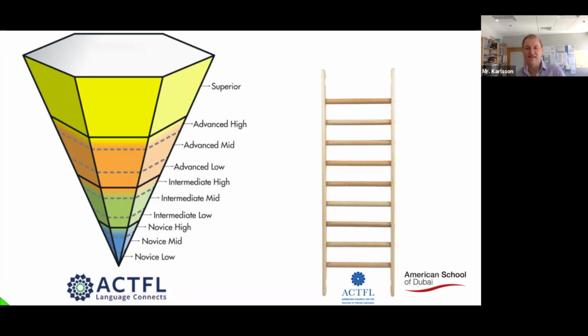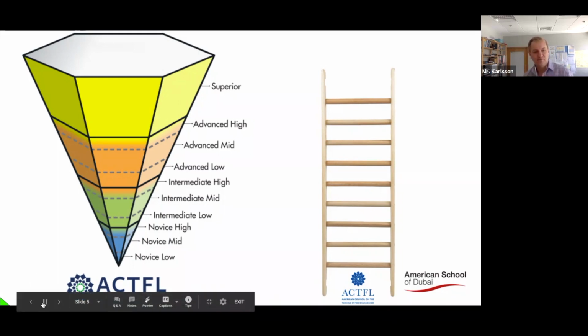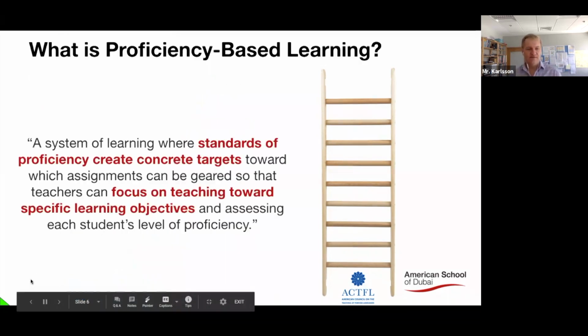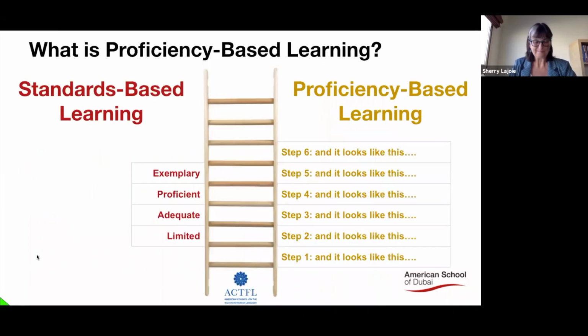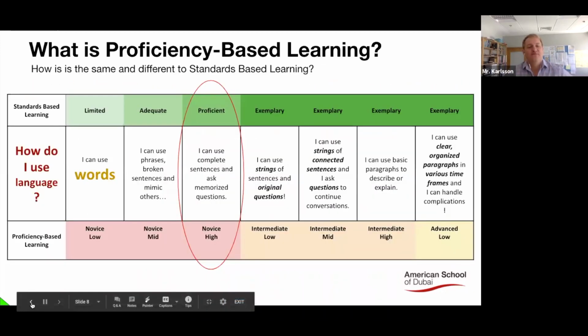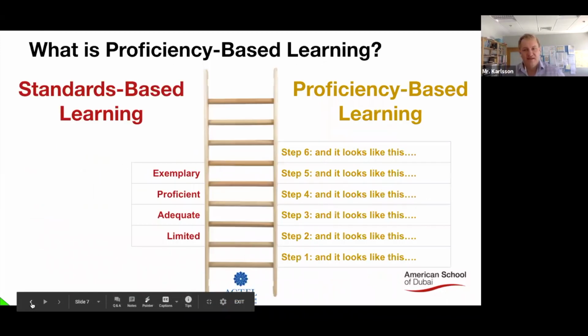If you could move to the next slide, please, Sherry. There we go. Go back one. That's okay. If you use your arrows down the bottom, you should be able to do the same thing. It's just not being so responsive.